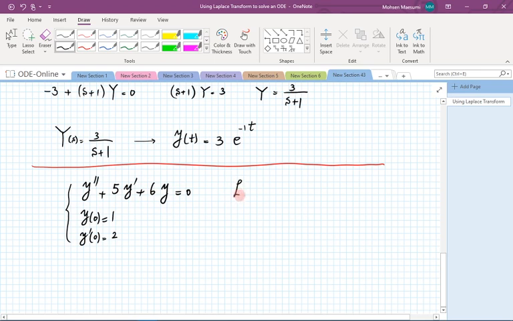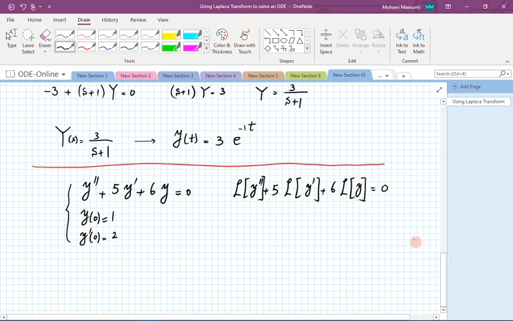So this problem turns into the Laplace transform of y double prime plus 5 times the Laplace transform of y prime plus 6 times the Laplace transform of y, and the Laplace transform of 0 is just 0. Again, these multiples come out because they are constants. If there was a factor of t or something in front of these terms, the problem would have required some other steps. This would not be directly applicable.